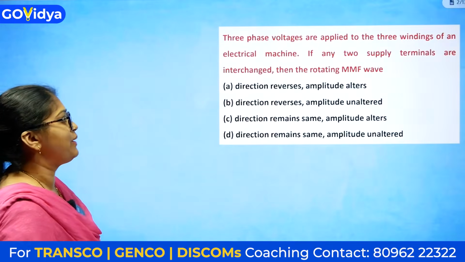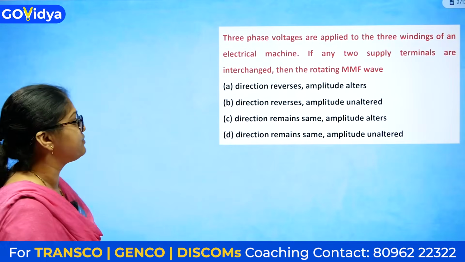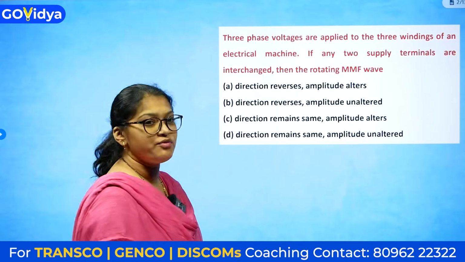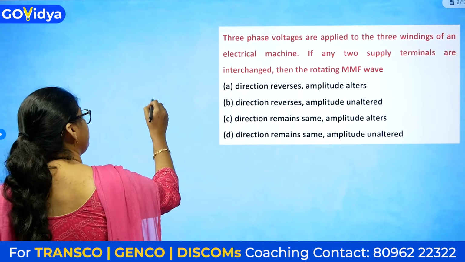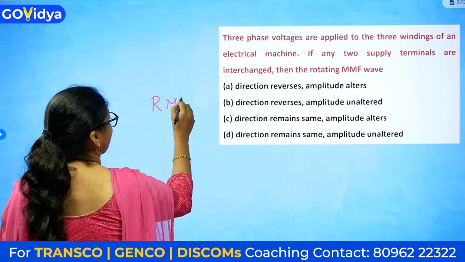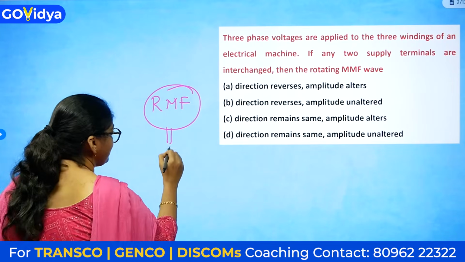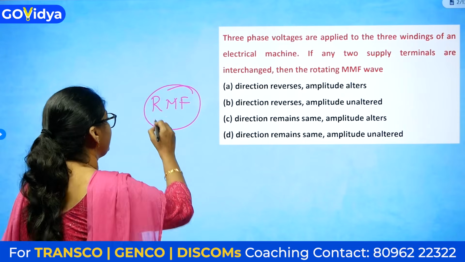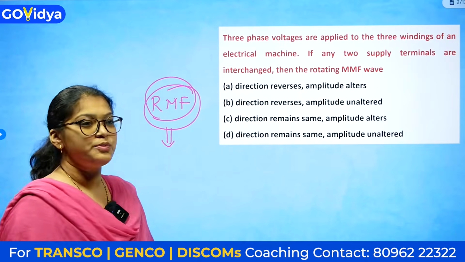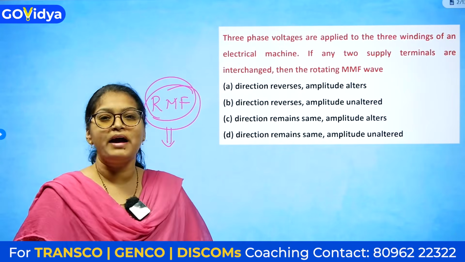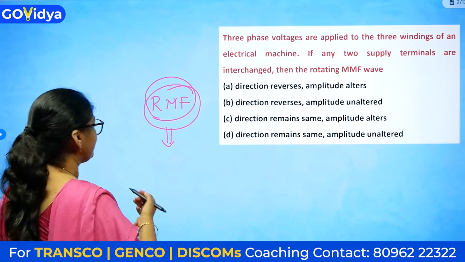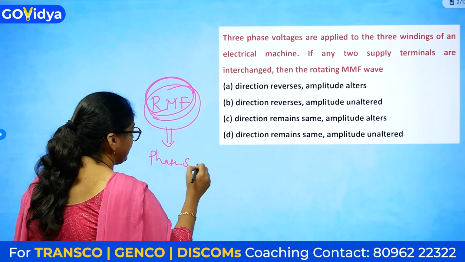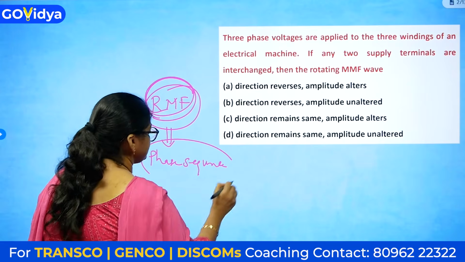Three-phase voltages are applied to the three windings of an electrical machine. If any two supply terminals are interchanged, then the rotating MMF is. In an induction machine, we have to create the RMF. To create it, we give a three-phase balanced supply, and if you are using a distributed winding, we create a rotating magnetic field. To create this rotating magnetic field, we have to give a phase sequence. It depends upon the phase sequence.